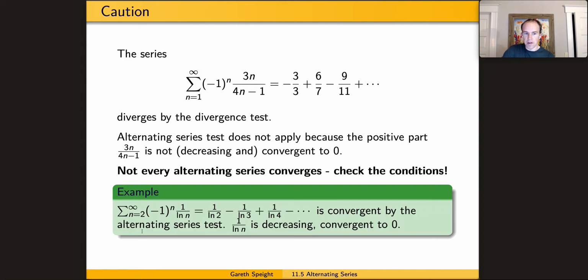For instance, another example, the sum of negative 1 to the n, 1 over ln n: 1 over ln 2 minus 1 over ln 3 plus 1 over ln 4. This is another series that if you didn't have the alternating sign, it would diverge, but with the alternating sign, it will converge. So whenever you see an alternating series, it's natural to check the conditions for the alternating series test. It should be your first thing. If you see the positive part doesn't go to 0, then that's a suggestion that it will diverge by the divergence test. Okay, so do check the conditions on that.